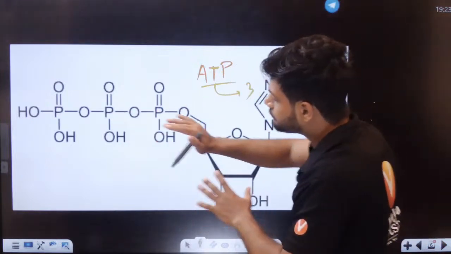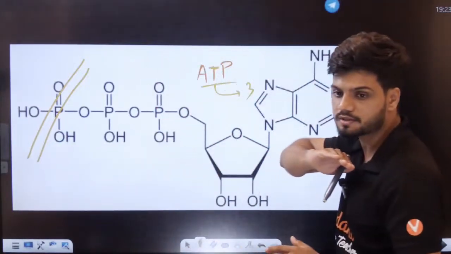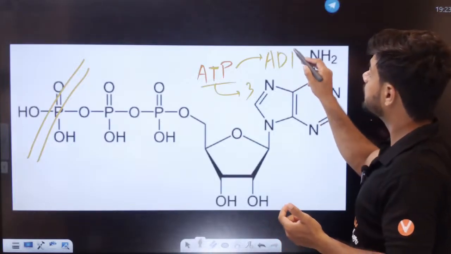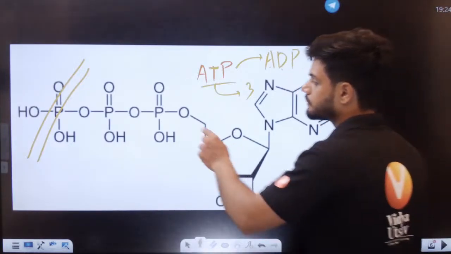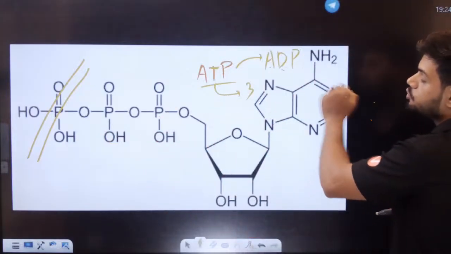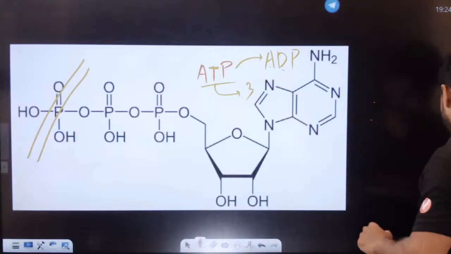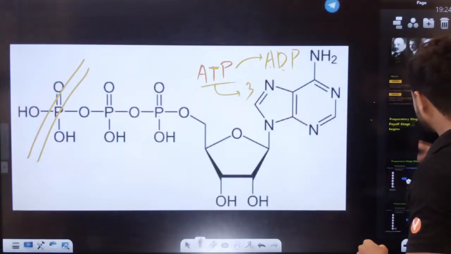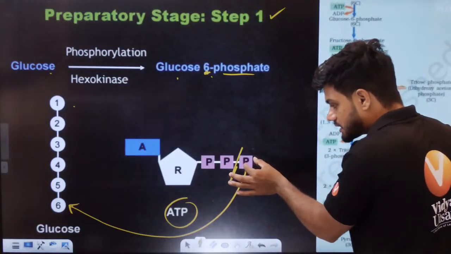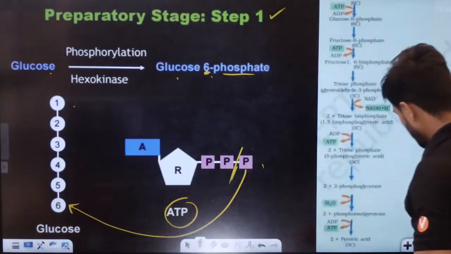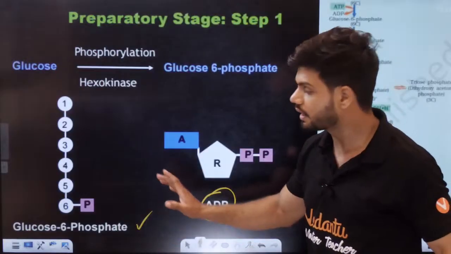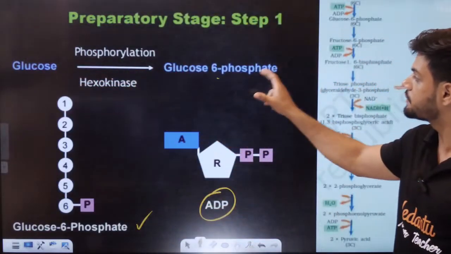So if I remove this phosphate, what will ATP become? ATP will become ADP, adenosine diphosphate. Di means 2 phosphates are here. So ATP becomes ADP. That is what is happening here, students. If I remove this phosphate and attach it here, we get ADP and we get glucose 6 phosphate. So glucose to glucose 6 phosphate is done.